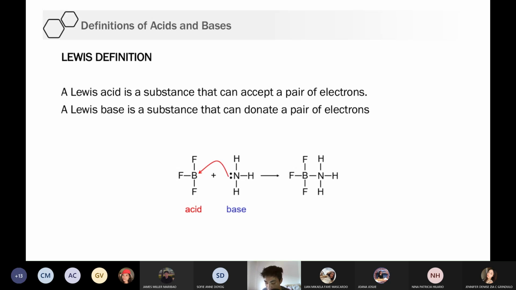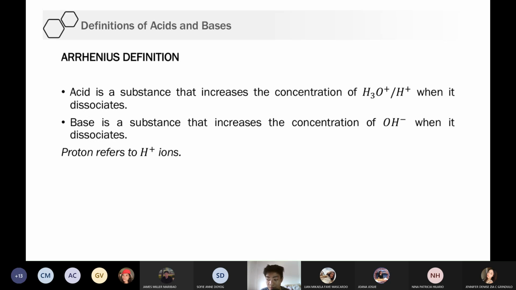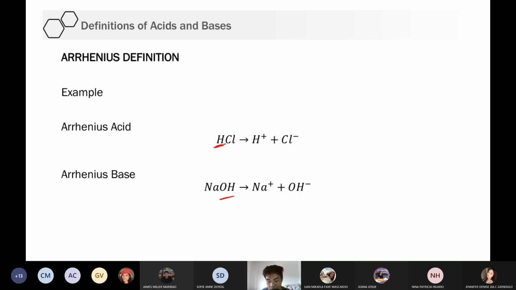Again, let's take another look before we proceed. Sabi ni Arrhenius, ang acid may H plus na pinoproduce. Ang base may OH minus na pinoproduce. Pag may H plus na produce, acid, according to Arrhenius. And pag may OH minus na produce, Arrhenius base.